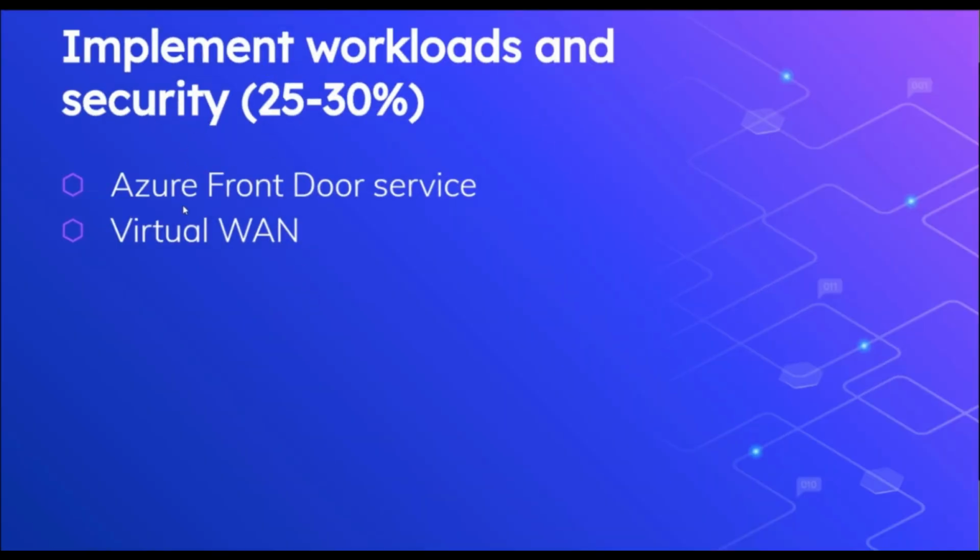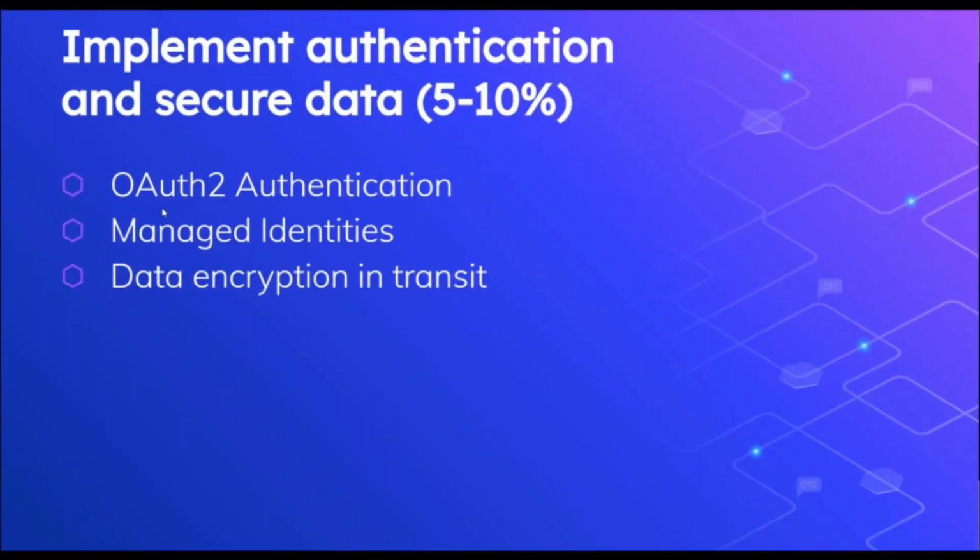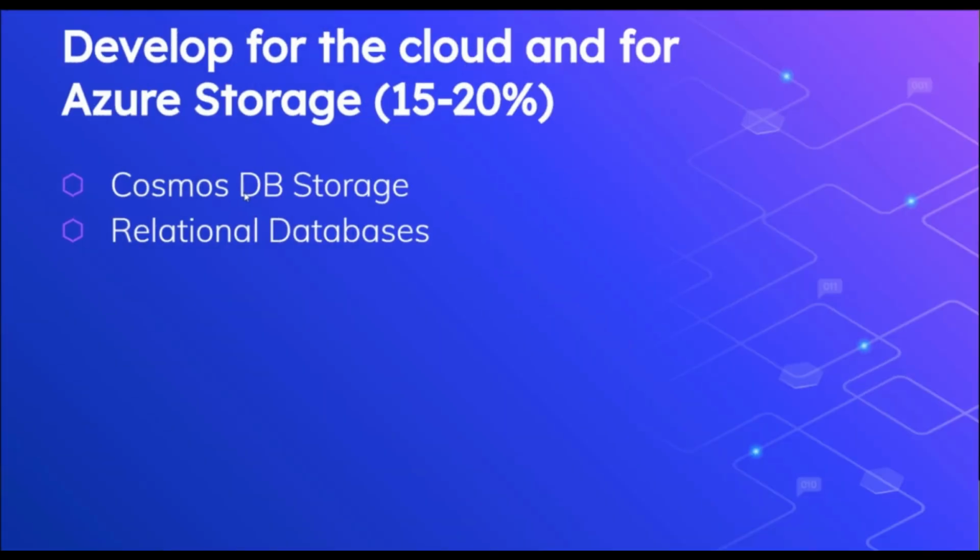On the workloads and security section, only the Front Door service and the Virtual WAN service have been added to that section. There's nothing new in the deployment of apps, and it's only 5 to 10% of the exam. And a couple of new things in terms of authentication, managed identities. They have data encryption in transit, which is fairly simple with HTTPS and OAuth2 authentication styles. And they've added database stuff. The last version of this exam did not have any direct relationship to databases, but now we've got NoSQL and relational databases being added in.